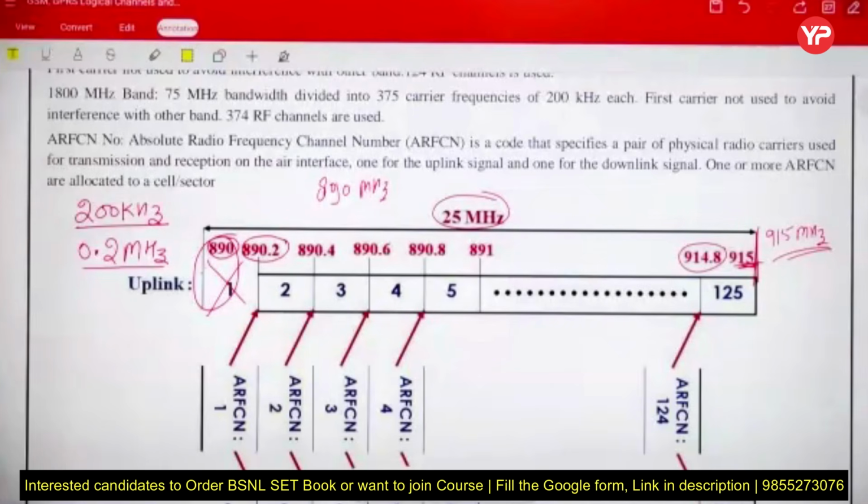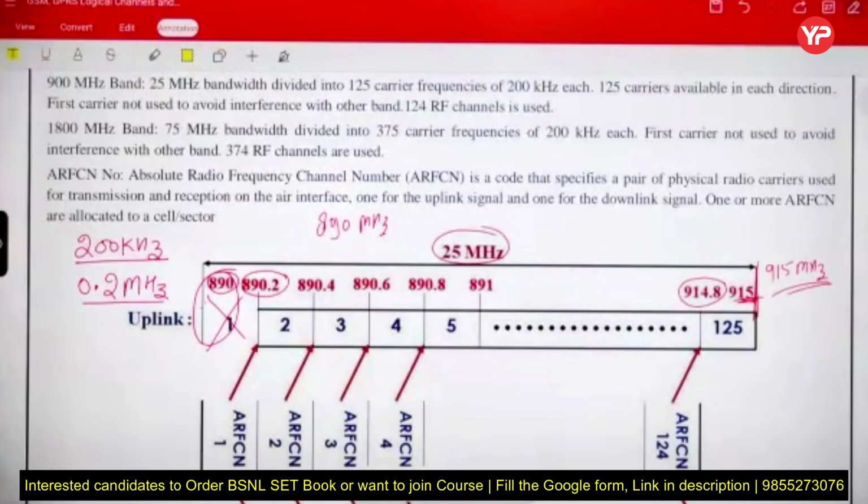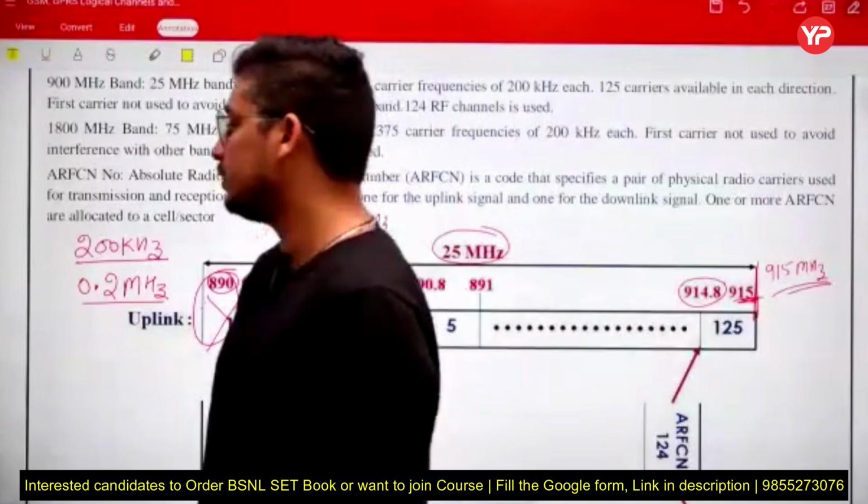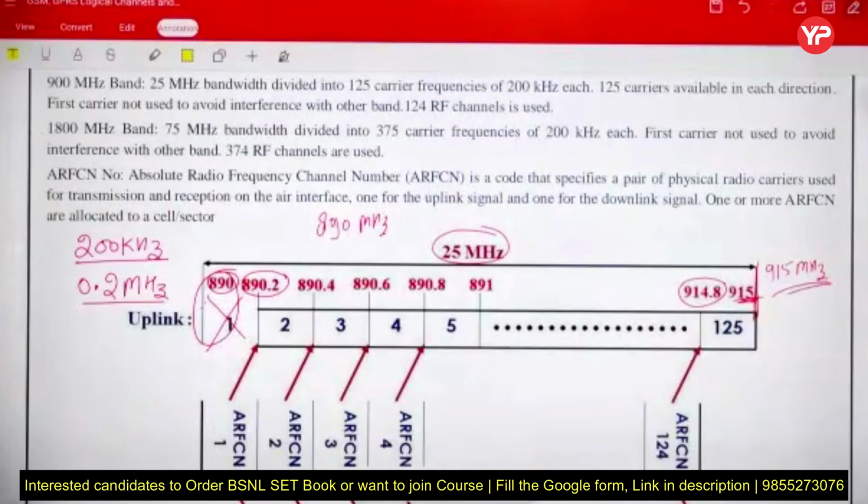So how many channels are in between them? There are around 125 channels, or 124 channels you can say. There are 124 radio frequency channels in between them which are allocated to the users, right? So it means in this frequency band we can allocate 125 users at a time. Not 125, that are 124 users in between them. Now that is all about the uplink frequency.